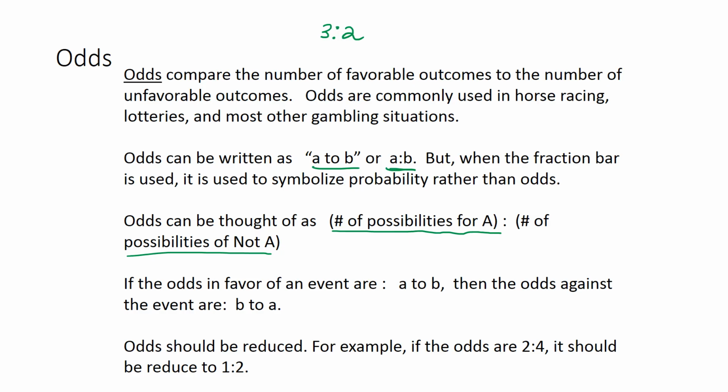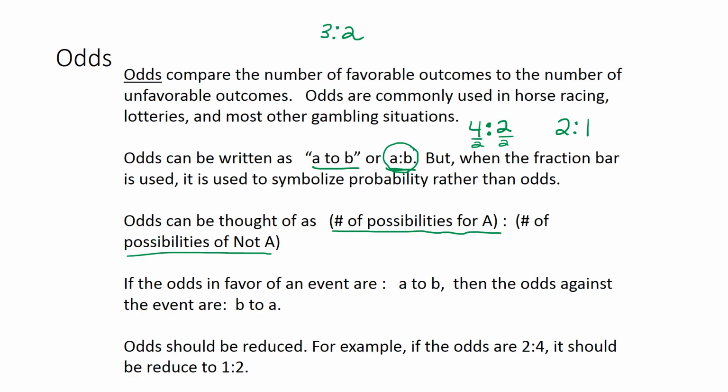However, you will have to make sure that you reduce it, even though it's written like this. If you have odds like 4 to 2, you do have to kind of think of it as a fraction in order to reduce it. You could divide the 4 by 2 and the 2 by 2 since they have a common factor and write it as 2 to 1 rather than 4 to 2. So you will have to reduce the odds.